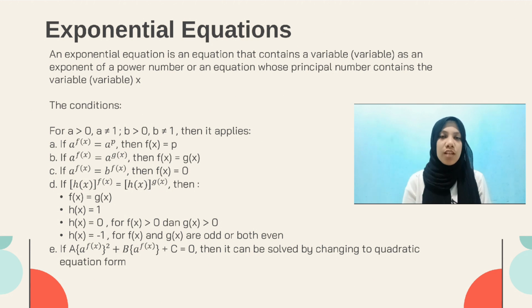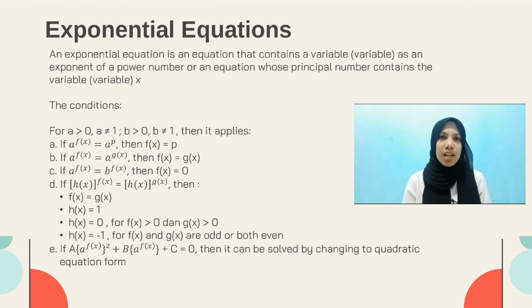1. If a to the f(x) is a to the p, then f(x) is p. 2. If a to the f(x) is a to the g(x), then f(x) is g(x). 3. If a to the f(x) is b to the f(x), then f(x) is 0.